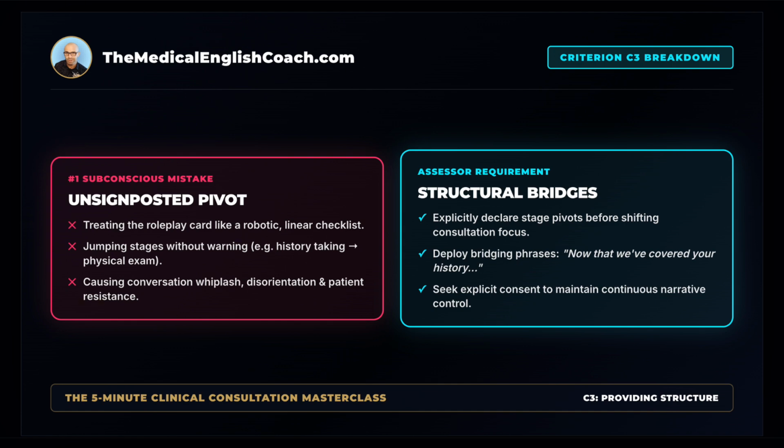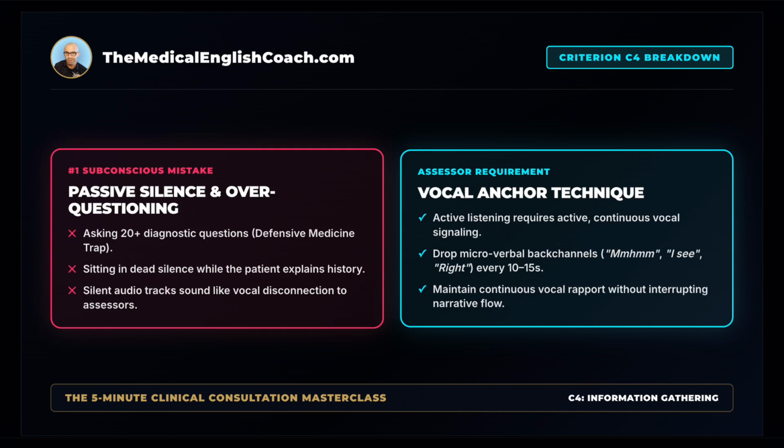To secure your C3 marks, you must use a structural bridge. You must declare the next stage and seek consent. "Now that we've covered your history, I'd like to examine your abdomen. Is it all right if we proceed with that?" If you are just reading off the card without signposting, your structure is collapsing.